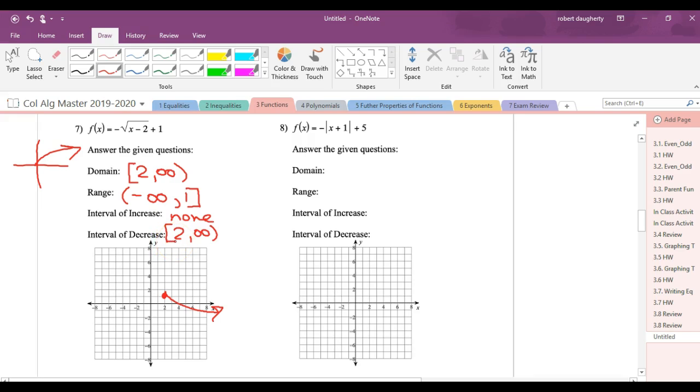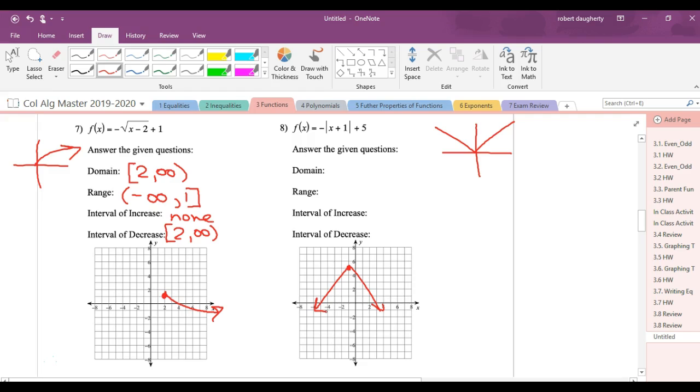Negative absolute value of x plus 1, plus 5. This is based on my function absolute value of x. What's happened? It's been reflected about the x-axis. Okay, that plus 1 means it's moved to the left 1 and up 5. Left 1, up 5 is right here, and it's been inverted. So that's the graph that I'm looking for.